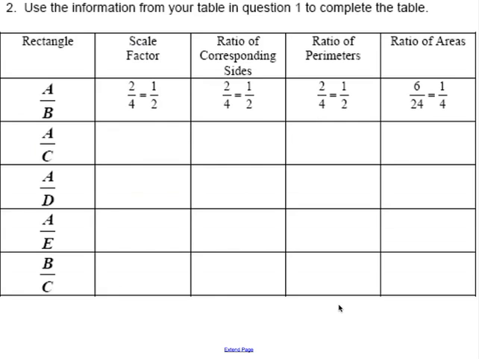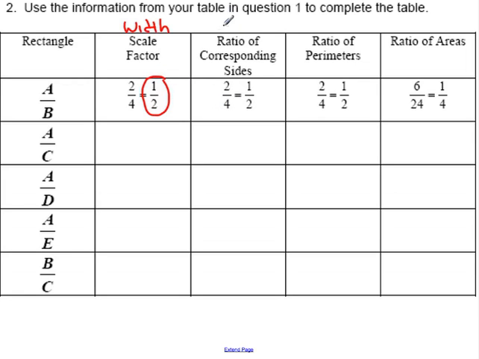To find the scale factor, what we're going to do is take the widths. That was the first column. We're just going to compare the widths. So the width of rectangle A is 2. The width of rectangle B is 4. Then we'll just simplify that fraction to get 1/2.